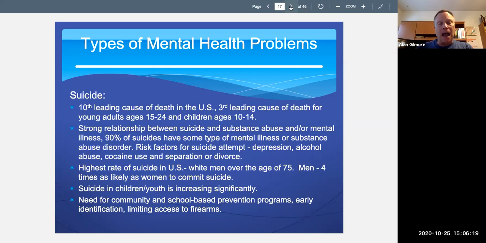I want to go back to this highest rate of suicide in the US, white men over the age of 75. Men often have more of a comfort level with things like weapons, such as guns. Thinking about a man over the age of 75, we may be talking about somebody who's recently retired. So they've had a significant change in their life in terms of routine and sort of self-identity. There may be issues around now being without their spouse, because possibly they found themselves a widower.